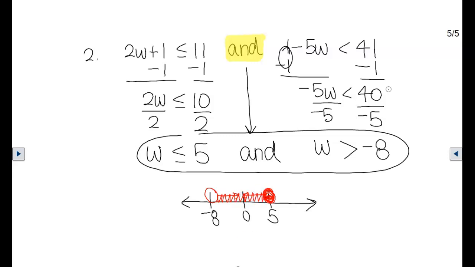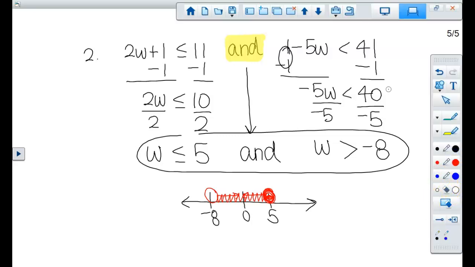So to account for the fact that this was and, I stay in between those two. There are the numbers. What I just shaded are the numbers that do both of these things, that stay under 5 and that stay above negative 8. So that would be my solution. There is my car bumper. And what I like about these is the interval is really easy to do because I just have this one section, this one line segment.